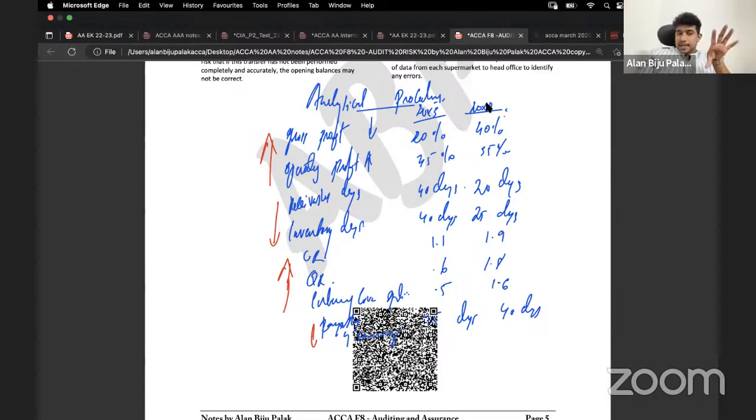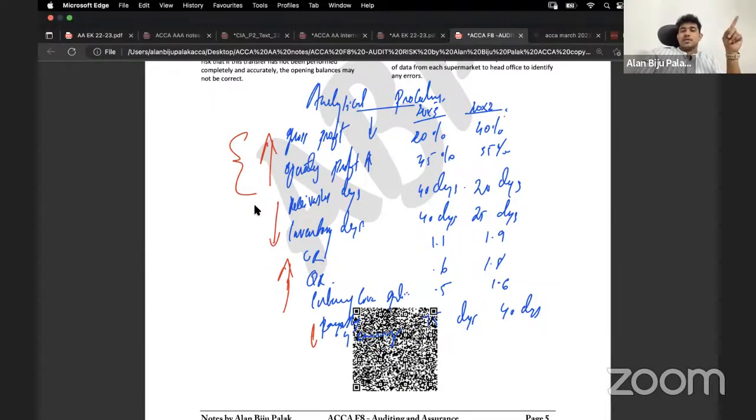So is there any doubt regarding what we discussed just now? This is all about the analytical procedures. And you need to keep one thing in mind. When you write the analytical procedure, for the gross profit and operating profit margin, you can include it as a separate point. However, receivables and inventory days should be combined with the scenario.